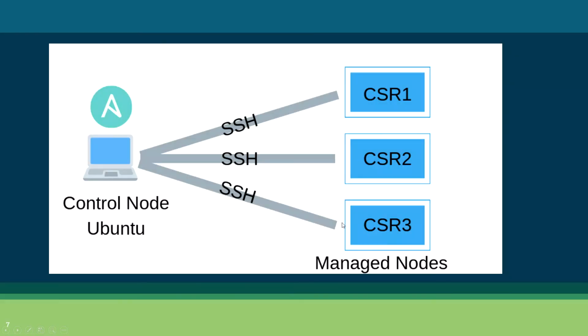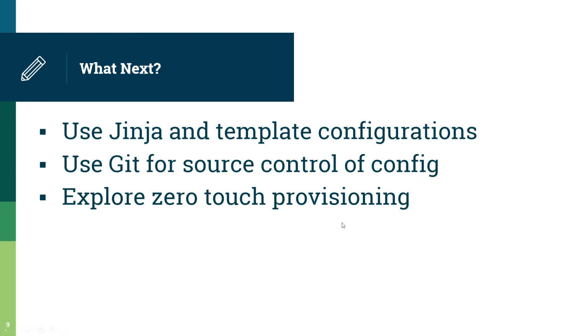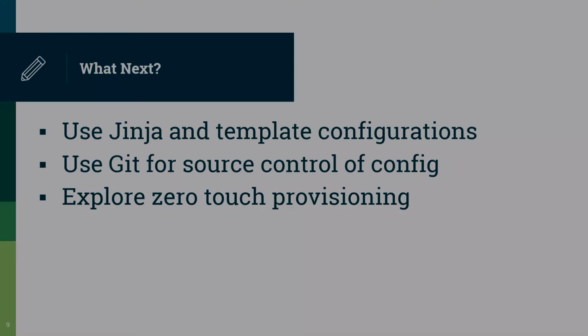So we've done the demo. So what next? I need to expand on Jinja and template configurations. I definitely need to start using Git for source control of the configs and the playbooks. And I am looking into more zero-touch provisioning so we can actually automate the process even further.